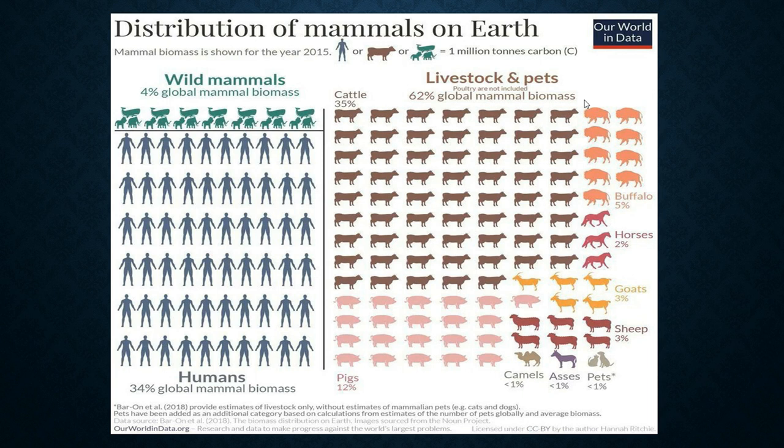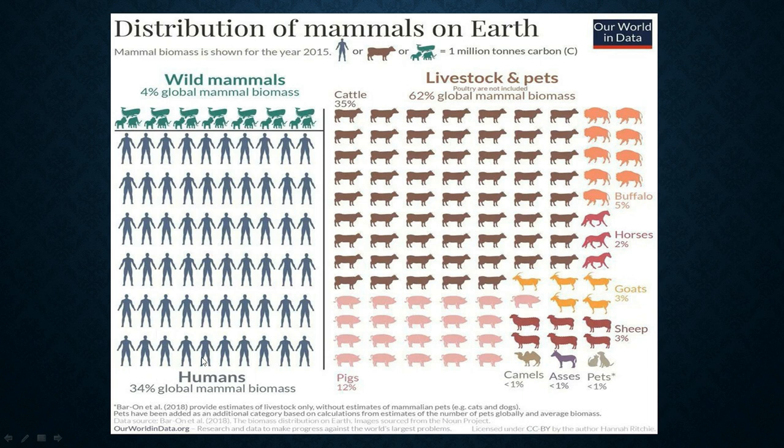And now we show how we're further really changing the planet and messing things up. Distribution of mammals on Earth. Now, this is terrestrial mammals. It does not include cetaceans or, for that matter, pinnipeds, really, because pinnipeds spend a lot of time on land to bask, digest, have their pups, but they spend a lot of time in the water. But looking at wild mammals, mammalian biomass shown for the year 2015: wild mammals, only 4% of all the total global mammalian biomass. That's 2015. It's even less today.